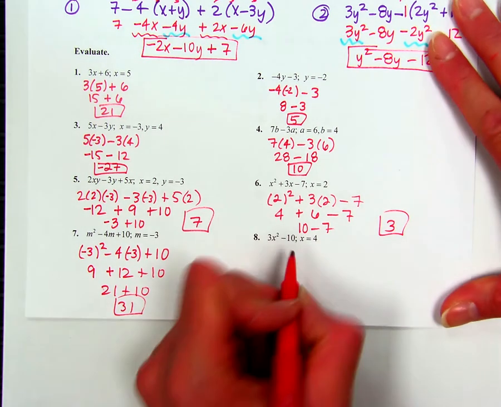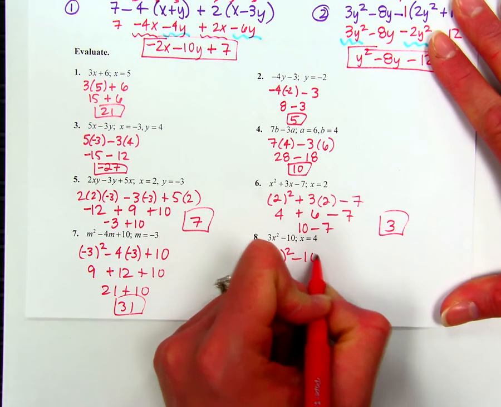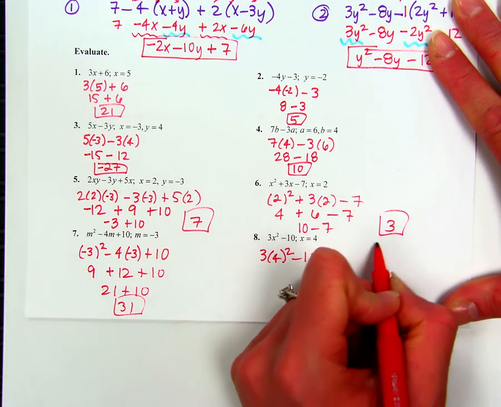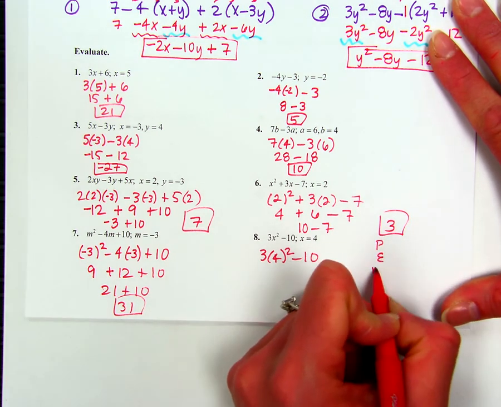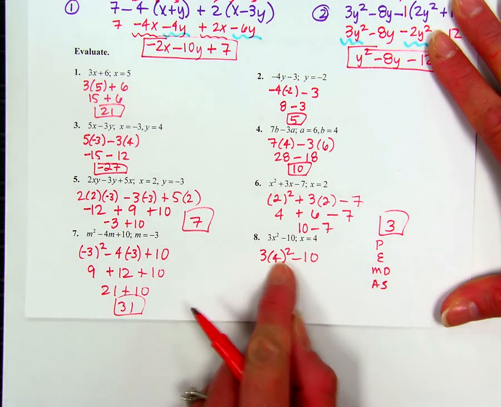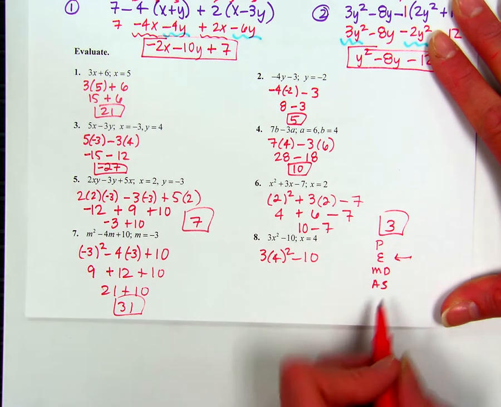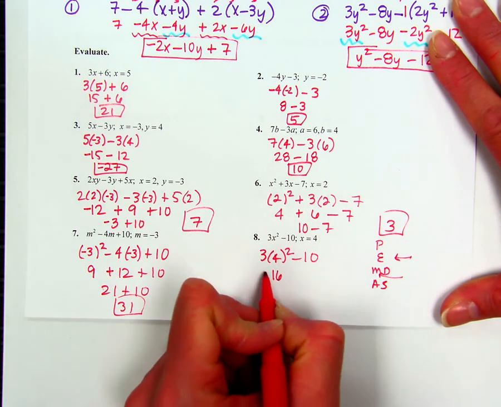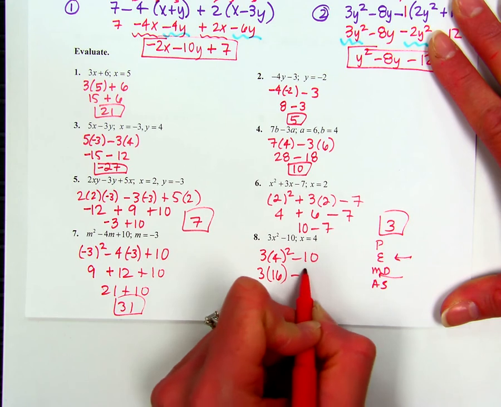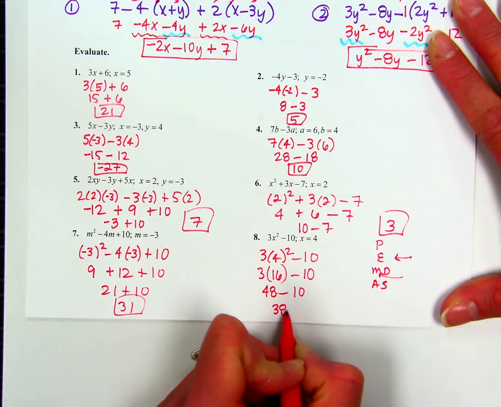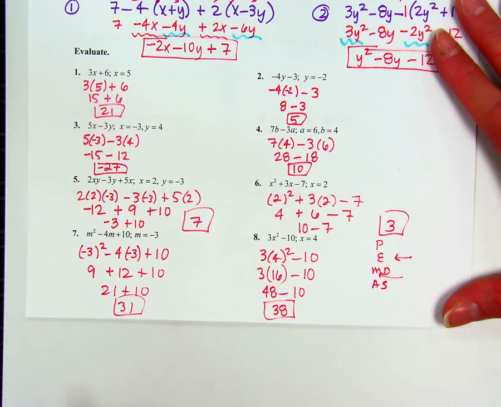All right, and the last one on this side, we've got 3x squared minus 10. So we're going to do 4 squared first. So remember, order of operations: parentheses, exponents, multiply, divide, adding, and subtracting. There's nothing to do in the parentheses, but you have to do exponents before you do your multiplication. So 4 squared is 16. Then you could do 3 times 16, which is 48. And 48 minus 10 is 38.